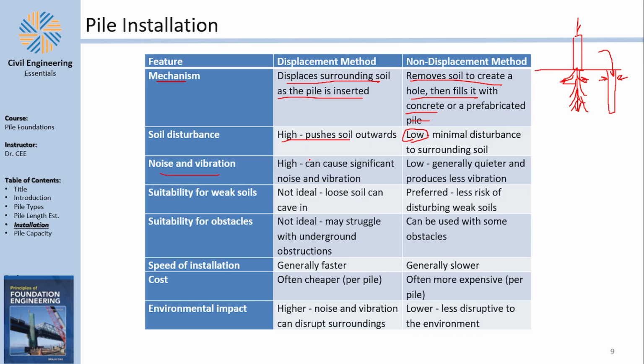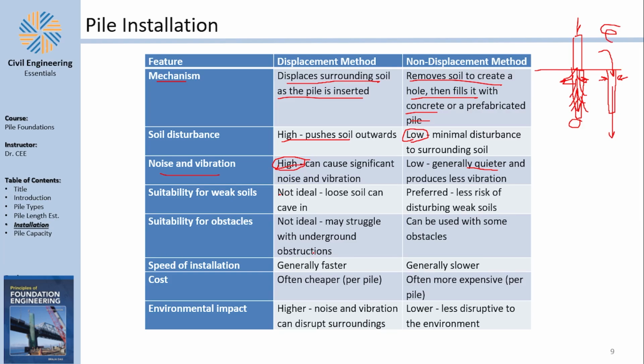Noise and vibration, of course. Driving a pile in is high noise because you're using a literal hammer to drive that thing in. For weak soils, it doesn't work that much because soils can cave in. And if you have obstacles, then driving a pile is not good. Meaning, if you have a stone and you drive the pile in and it hits this obstacle, it's going to be complicated to break the obstacle. But if you have an auger and you face an obstacle, just drill through it, no problem.